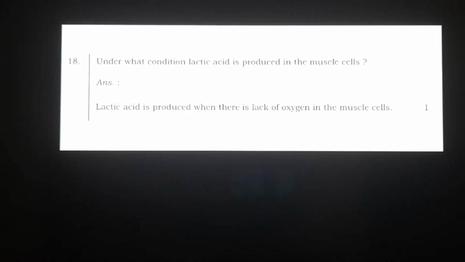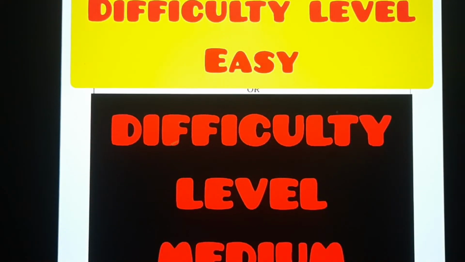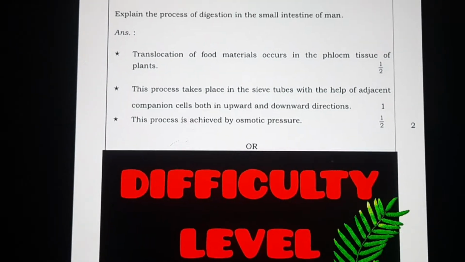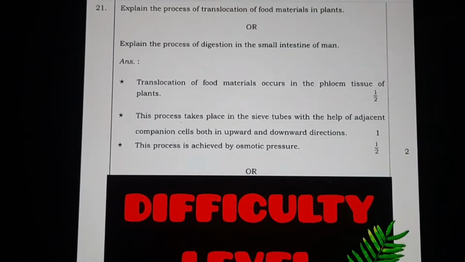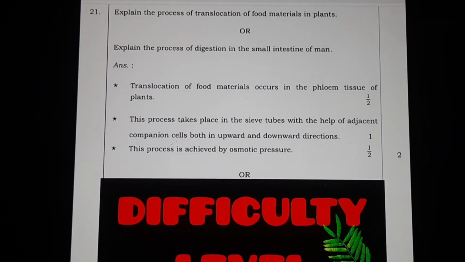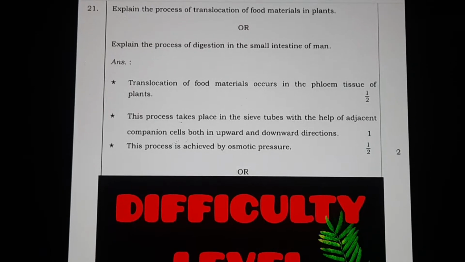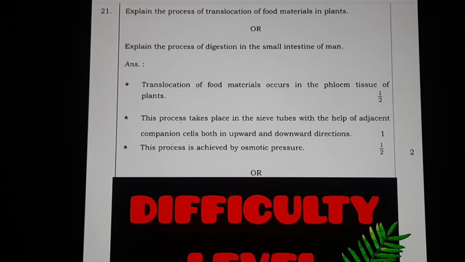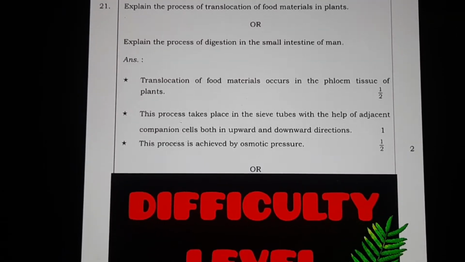Next, 2 marks question. Explain the process of translocation of food materials in the plants. The correct answer is: translocation of food materials occurs in the phloem tissue of plants. This process takes place in sieve tubes with the help of adjacent companion cells, both in upward and downward directions. This process is achieved by osmotic pressure. There is another question, that is an optional question.